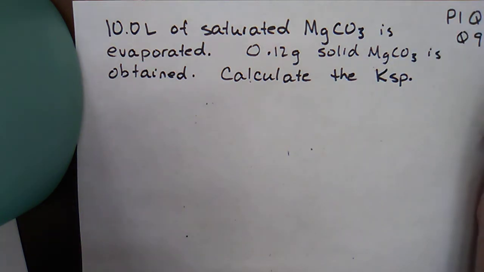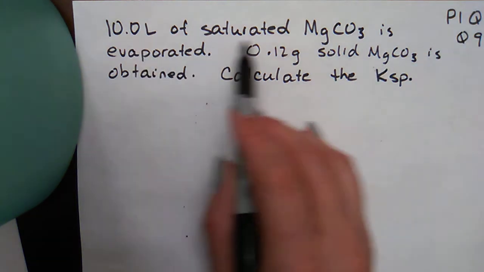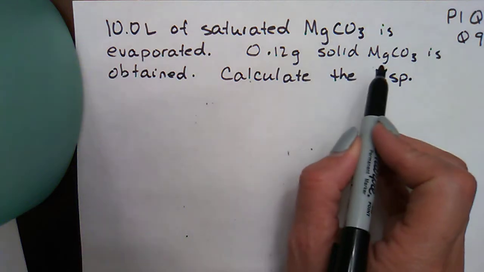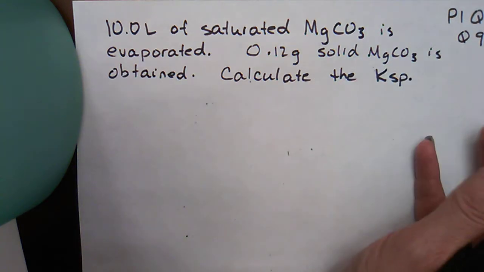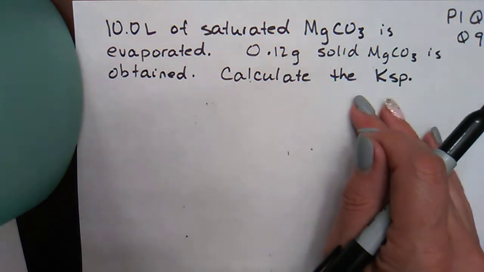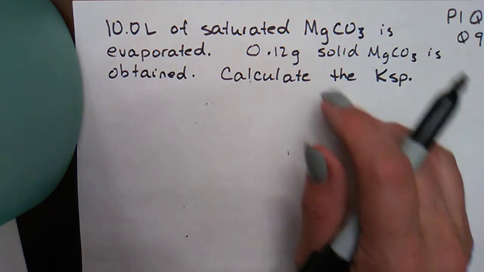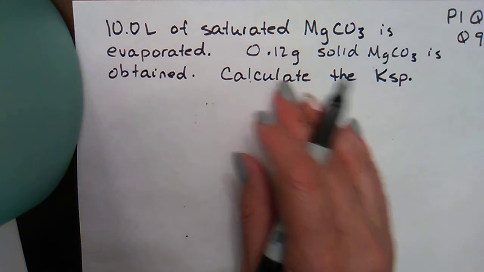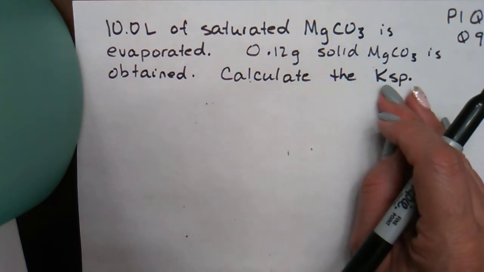And in question 9 on page 1, it says that we've got 10 liters of saturated magnesium carbonate evaporated and 0.12 grams of solid magnesium carbonate obtained. So find the KSP. Well, we know we're dealing with magnesium carbonate, so I can do the big 3 steps. And I'm going to be looking for the KSP.